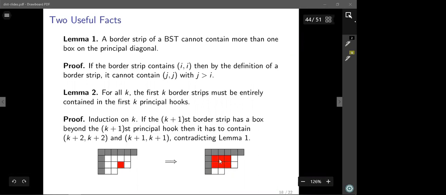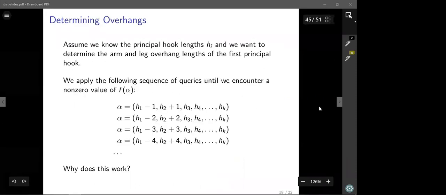But then you would have two boxes in the principal diagonal that are both 2s, and that would contradict Lemma 1. So in fact, these border strips have to be packed from the top left going in, and you can't cheat and jump ahead. The first 2 border strips have to be contained in the first 2 principal hooks, and so forth. So that limits the possibilities here.